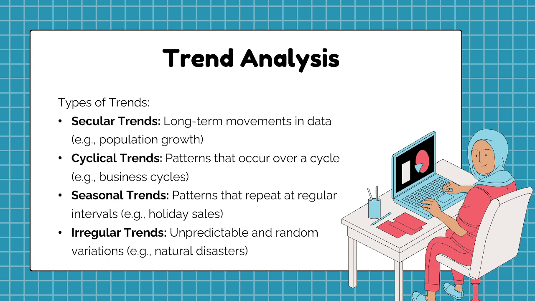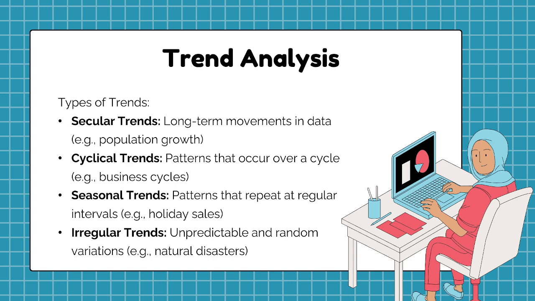Mainly, these are the four groups. First one is the secular trends. This is an example that comes from the population growth. This secular trend actually is a long-term movement in the data. Might be interesting or might be significant, okay, when we look at these patterns.